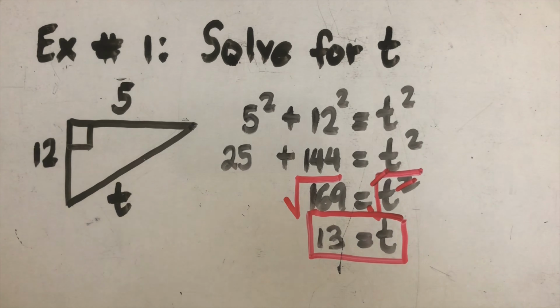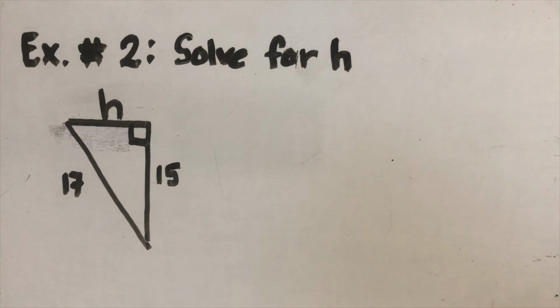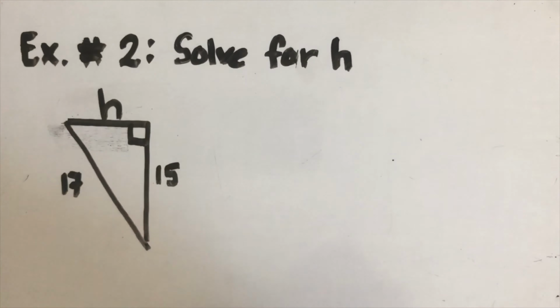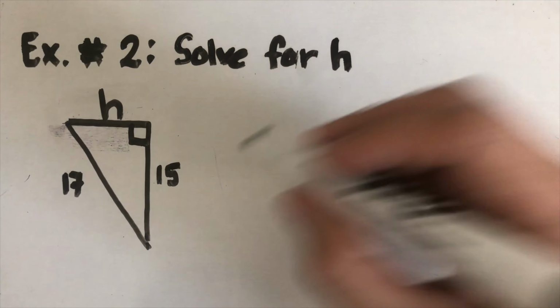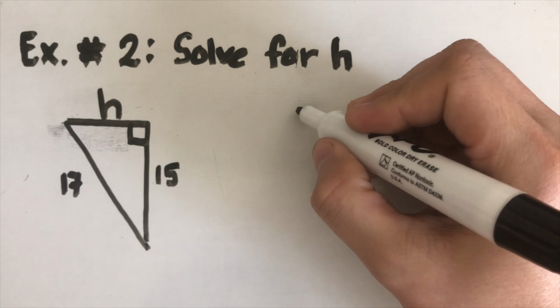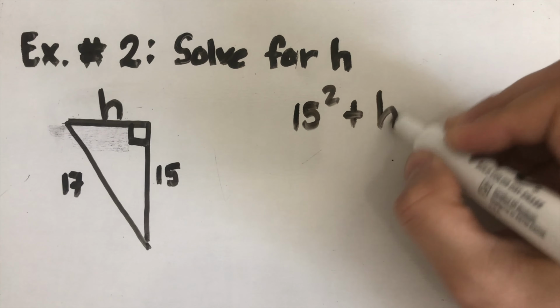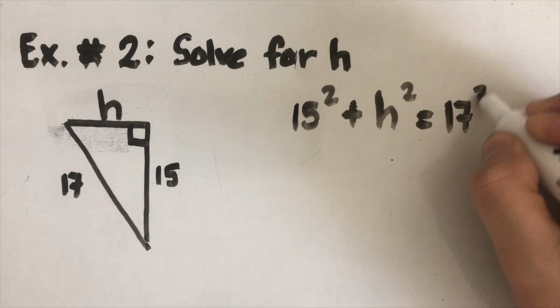Now let's try another example to see some more kinds of problems. Let's take the second problem. Again, we set up the legs first. You can put the h and the 15 in any order, it doesn't matter. So that would be 15 squared plus h squared equals 17 squared.